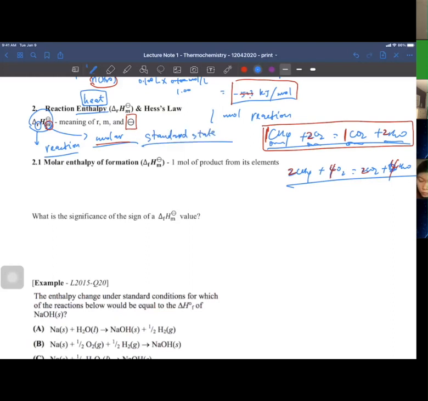What is the definition of standard states? It means all of the gases have a partial pressure of standard pressure, which is 1 bar. 1 bar equals 10 to the power of 5 Pascal. This is called standard pressure. And all of the aqueous solutions have a concentration of C standard, which is 1 mole per liter. All of the concentrations are 1 mole per liter. This is called the definition of standard states.